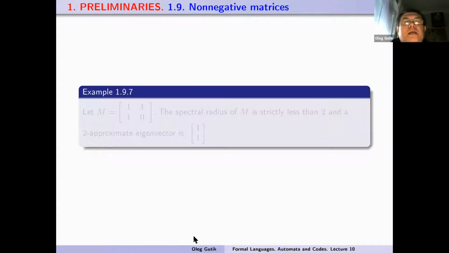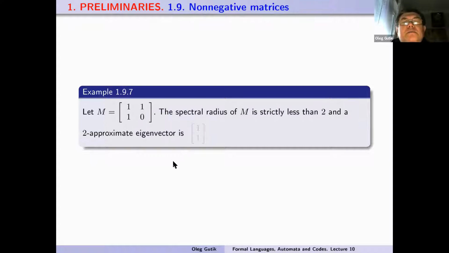An example: we consider such a matrix M. The spectral radius of the matrix M is strictly less than 2, and a 2-approximate eigenvector is (1, 1).